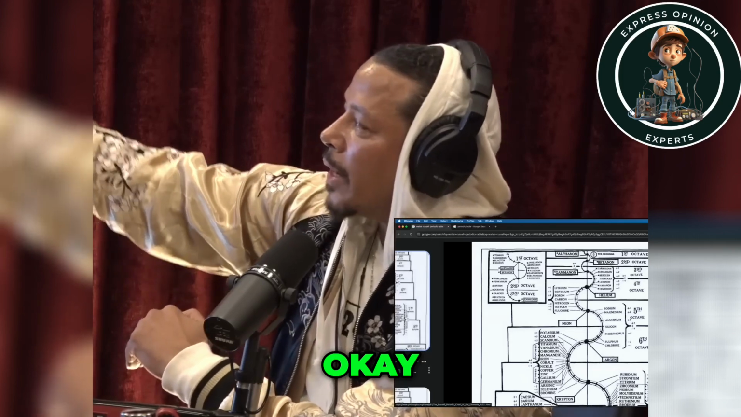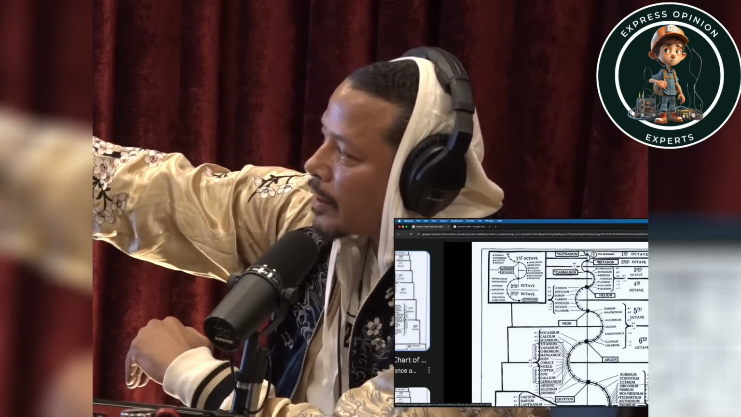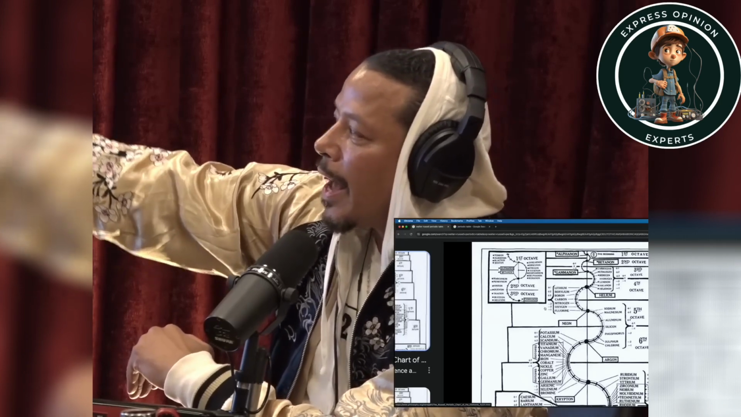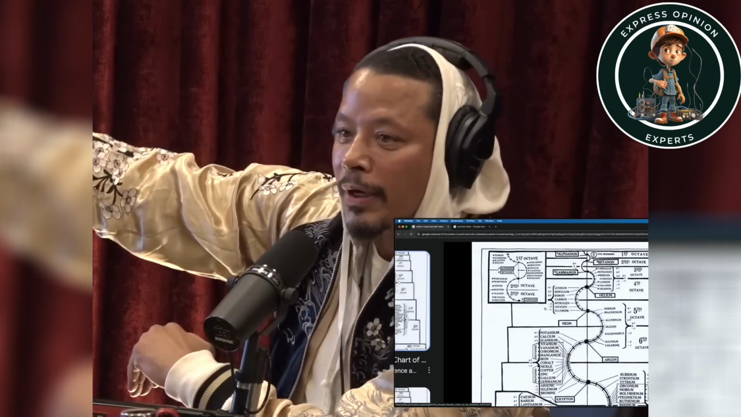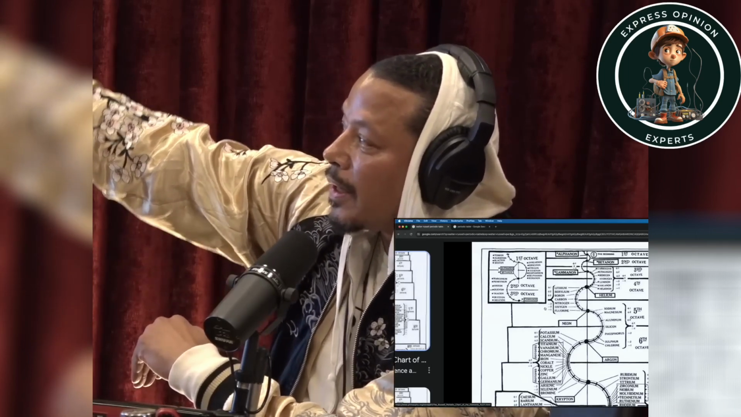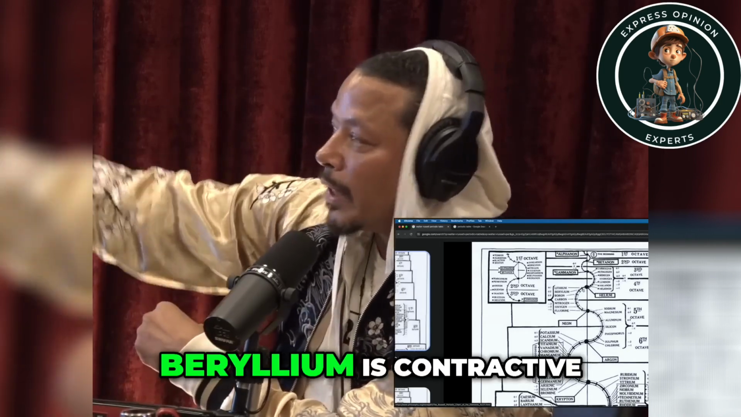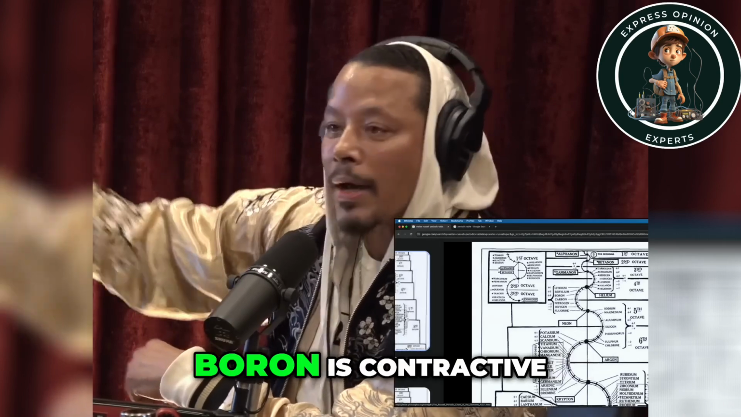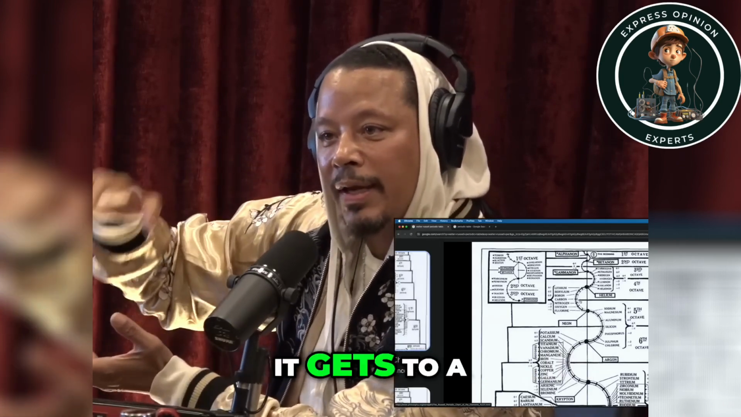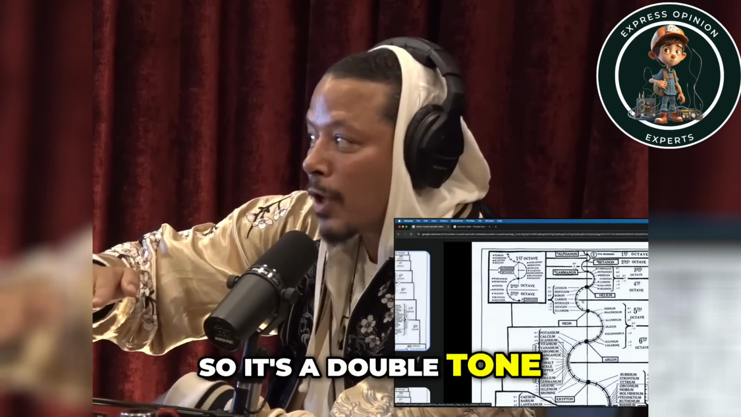Okay. But as you reach into the next octave, the carbon octave, they call that a bisexual tone, because the carbon has two tones to it. It has a negative side and a positive side. The part where lithium behaves, lithium is contractive. Beryllium is contractive. Boron is contractive. But the moment you get to carbon, you balance it out. It gets to a perfect balance of plus and minus 4. So it's a double tone.